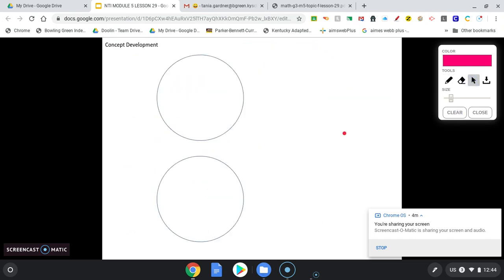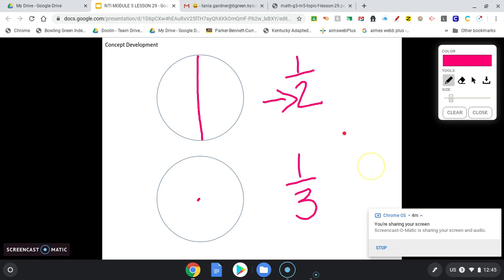Now on the next page, I want you to draw 2 circles. And on the first circle, we're going to show 1/2. On the next one, we're going to show 1/3. So I want you to partition this one into how many equal parts? 2. Very good. So 2 equal parts, and this one into 3 equal parts. Now 3 equal parts is a little tricky. So let's put a dot in the center, and then go down. It looks kind of like a Y when we finish. So we have 3 equal parts.